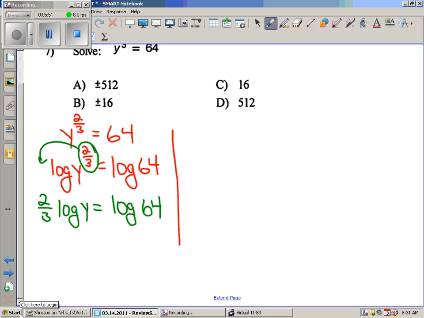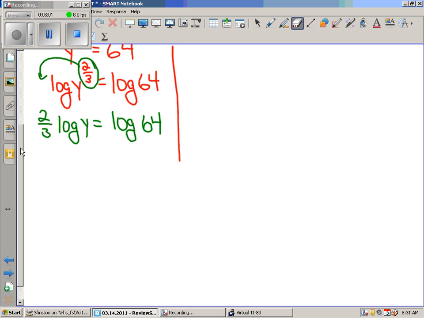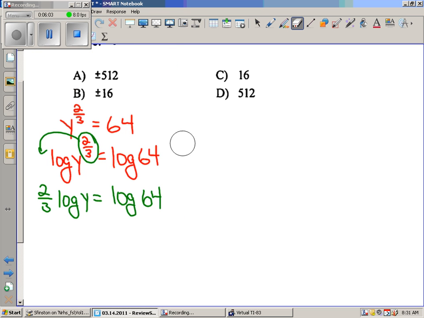You know what? We could do it this way. No, it'll work. I just need some more room. Using the logs, what do we do next? Divide both sides by 2/3. Those cross off.